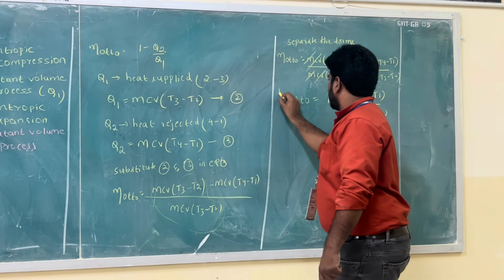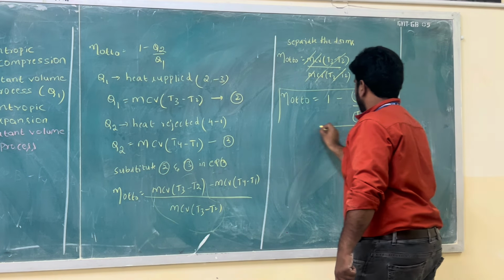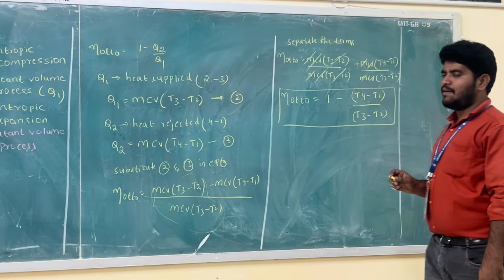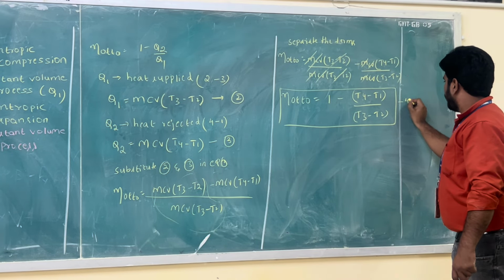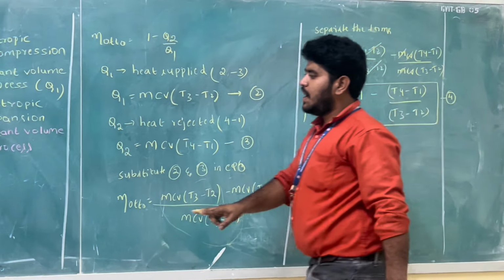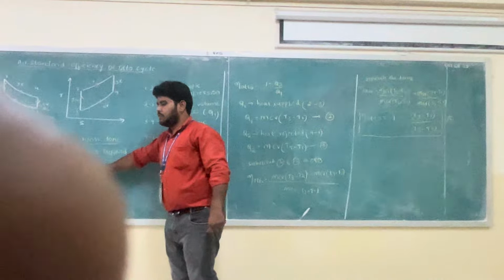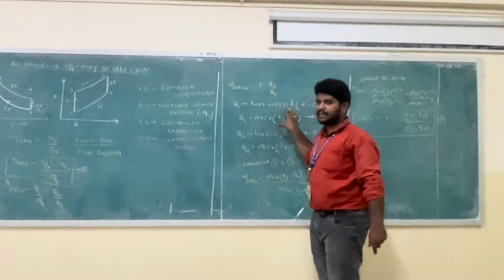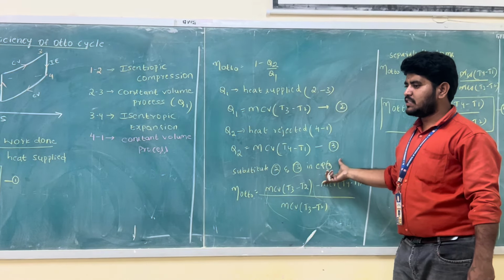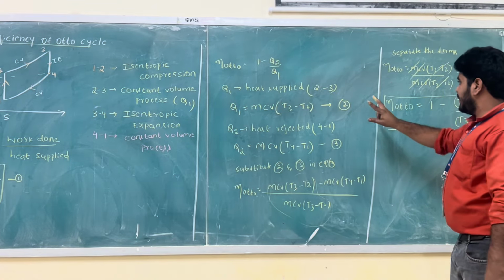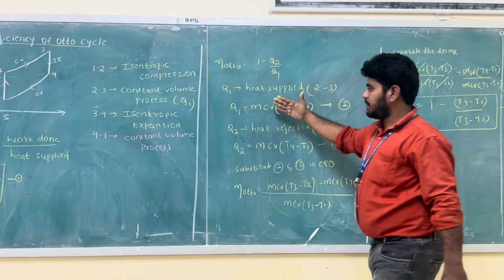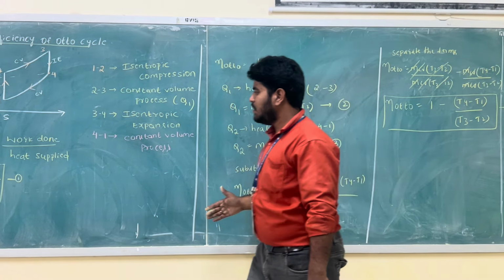This is the first important equation. You should consider this equation; I will consider it as equation number 4. Okay. So first I have taken the formula for Otto cycle efficiency. Next I have taken the heat addition process. Next is the heat rejection process. And next I substituted the heat supplied and heat rejected in this formula.